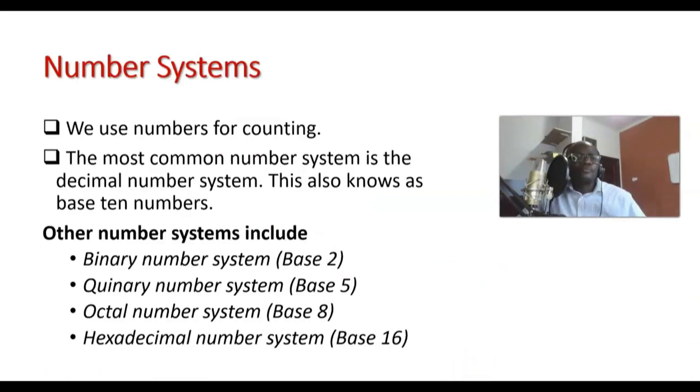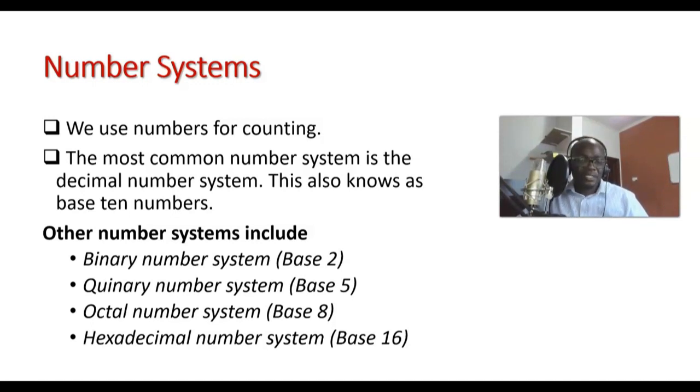Now, we use numbers for counting, okay, and the most common number system is the decimal number system. When we say decimal, we mean numbers which are in base 10, and these are numbers you and I are acquainted with because we use them in our everyday counting: 1, 2, 3, 4, 5, 6, and when we reach 9, we start recombining these 10 digits. It will be 10. 10 is a 1 and a 0. 11 is a 1 and a 1, and so on and so forth.